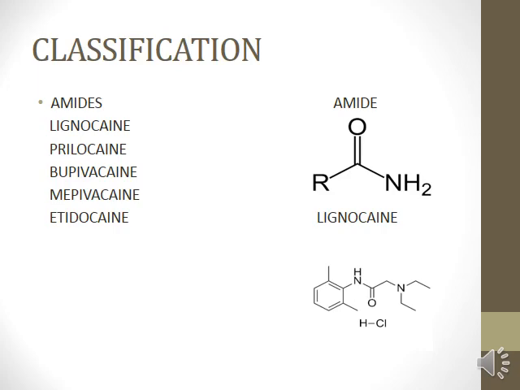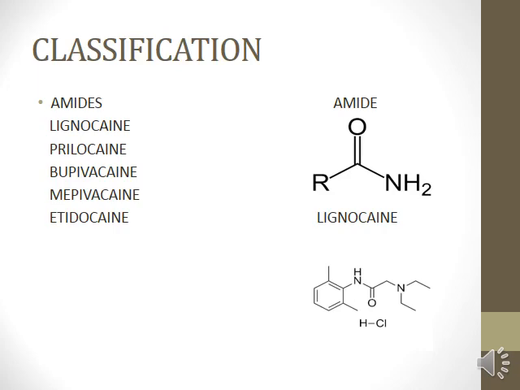Now, this amide structure can be seen within the lignocaine structure. The lower structure on the right side is of lignocaine, and the amide structure can be seen within the basic structure of lignocaine. So it is evident from the structure of lignocaine that an amide structure is present within its basic composition. Therefore, lignocaine is amide in nature. These were the amides.